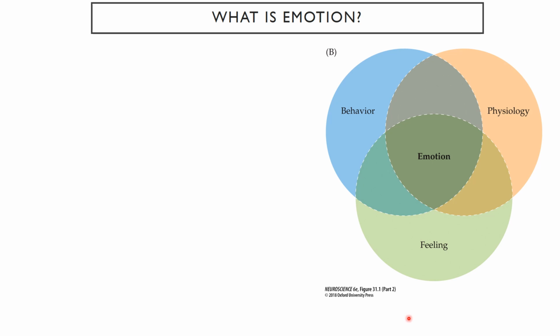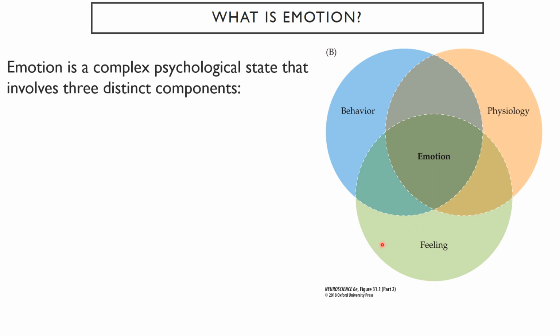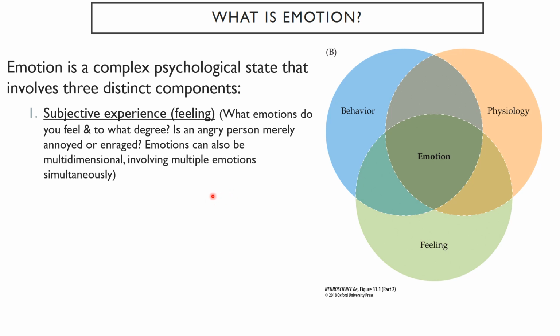Getting into emotion a little bit more, it's this cross section between behavior, the thing that we can see, the underlying physiology, and feeling. And it's this complex physiological state involving these three distinct components. So a little bit more about the subjective experience: it is what emotions you feel and to what degree. Is an angry person merely annoyed or enraged? Emotions can also be multidimensional, involving multiple emotions simultaneously, right? You can be angry and disgusted at the same time.